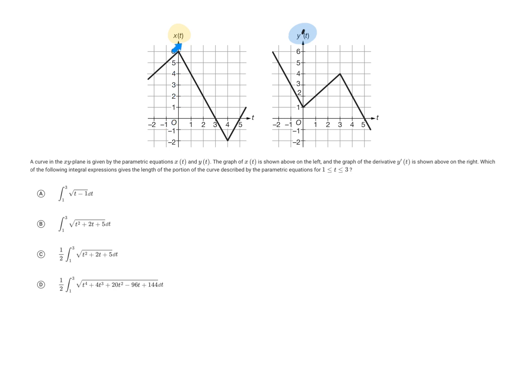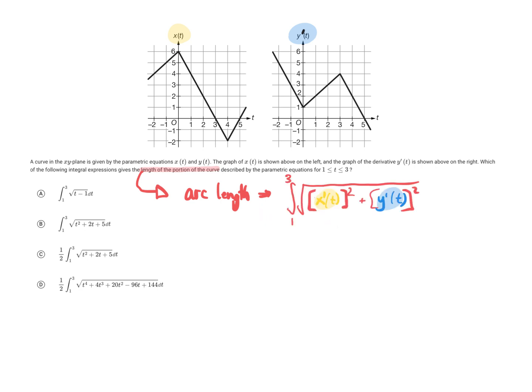All right, make sure to notice that the left graph is the horizontal component x, whereas the right graph is the rate of change of the vertical component y prime. So we're asking for an expression that represents the length of the portion of the curve. We're looking for an arc length, and we know how to find that. This is our formula: the definite integral of the square root of x prime squared plus y prime squared.